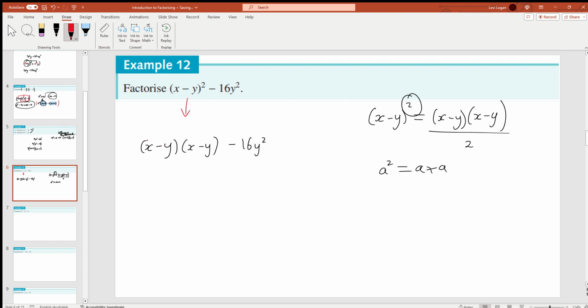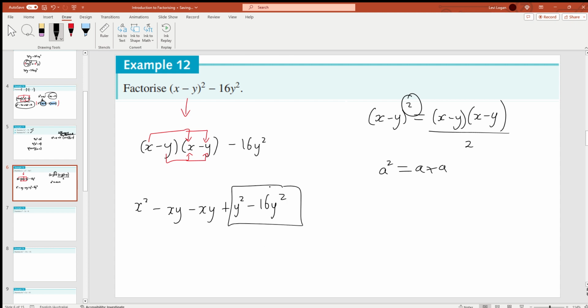What we're going to do is FOIL this, so we're going to multiply this by this, that, and that. So first term is going to be x squared minus xy, minus xy plus y squared minus 16y squared. These are like terms, so you can add those together and you'll get minus 15y squared. These are also like terms, so you get minus 2xy, and then we finally have x squared.